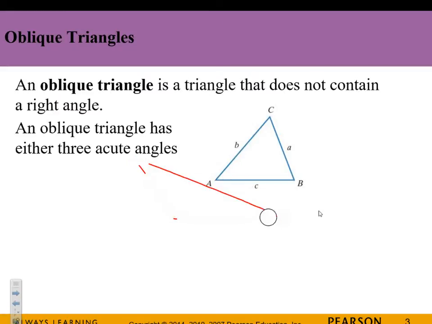So it can look anything like this. There's no right angle.